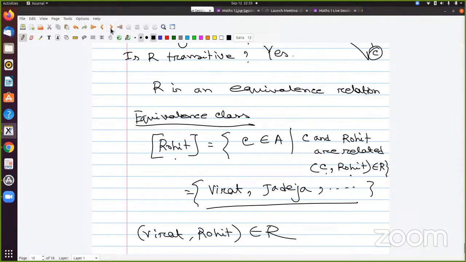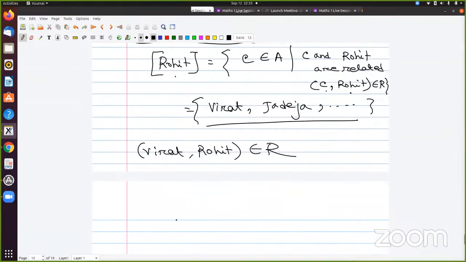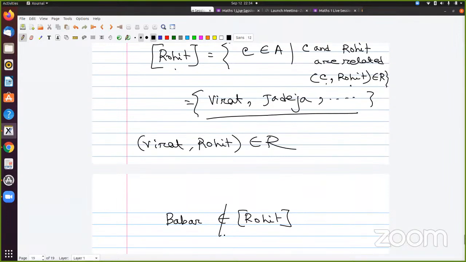Now, if I say any other player, say Babar Azam, a Pakistani player, right? Is Babar inside the class of Rohit Sharma? No, sir. No, right? So this is not true. But if I consider the class of Babar, what I will get eventually?